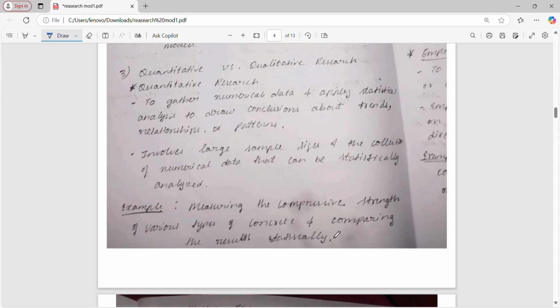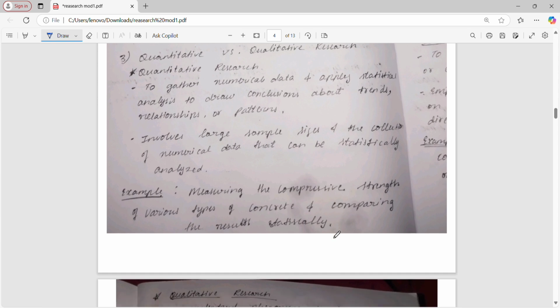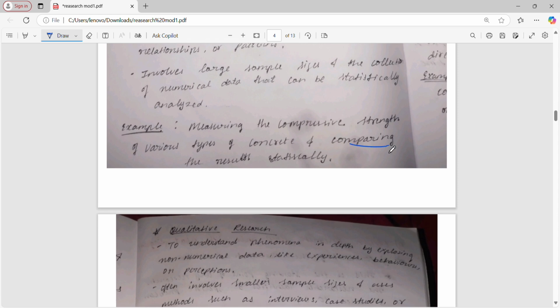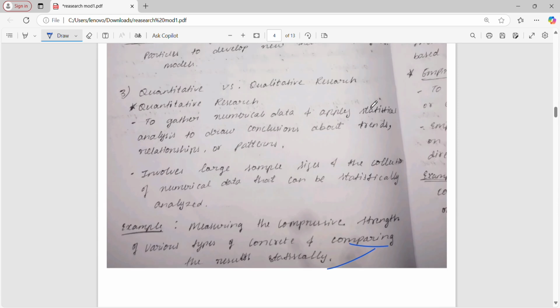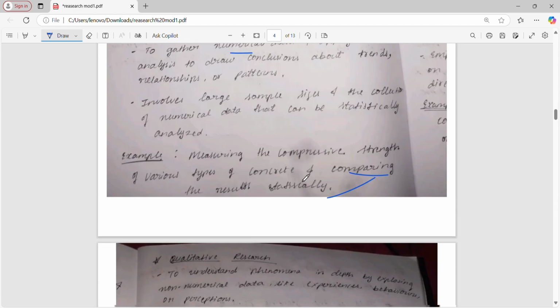Next one is quantitative versus qualitative research. Quantitative research is to gather numerical data and apply statistical analysis to draw conclusions about trends, relationships, or patterns. It involves large sample sizes and the collection of numerical data that can be statistically analyzed. Example: measuring the compressive strength of various types of concrete and comparing the results statistically.